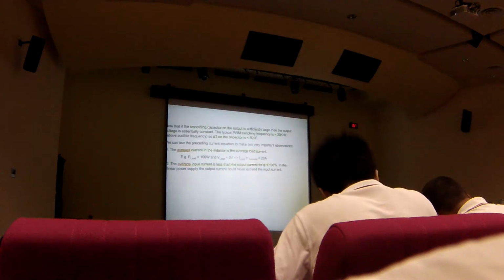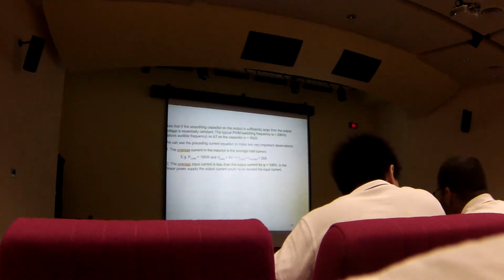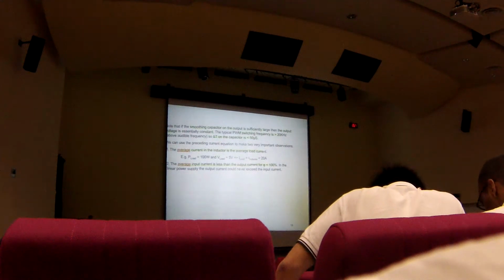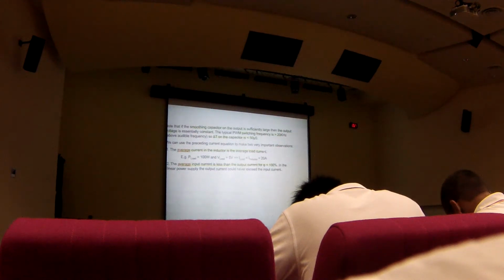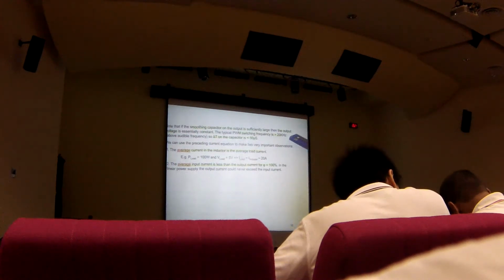This is just another note. If the smoothing capacitor on the output is sufficiently large, then the output voltage is essentially constant. You understand this, right? Because if you have a big capacitor, you have a smaller ripple voltage. So it's essentially constant. The typical PWM switching frequency is usually bigger than 20 kilohertz, which is above our audible frequency, so you can't really hear it. So delta T on the capacitor will be less than 50 microseconds.